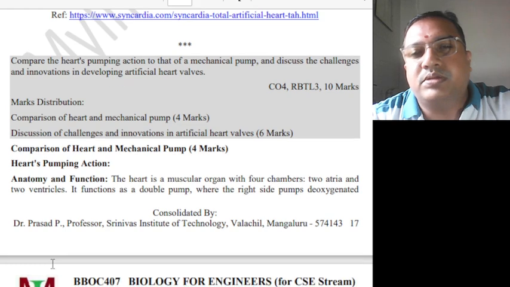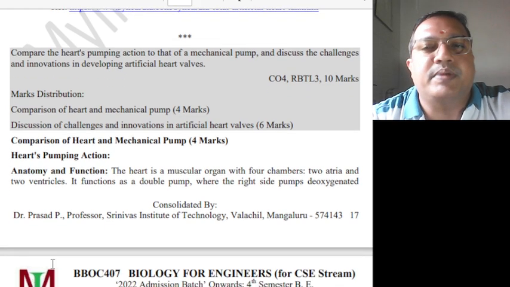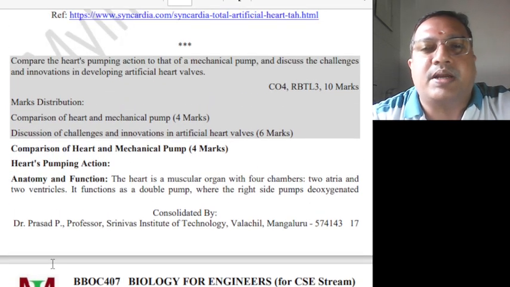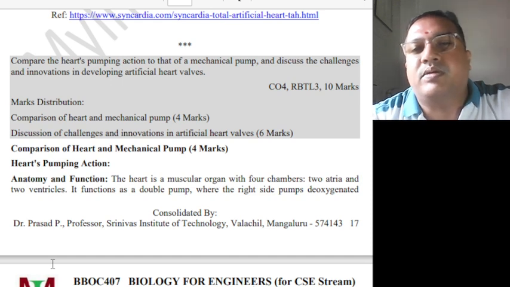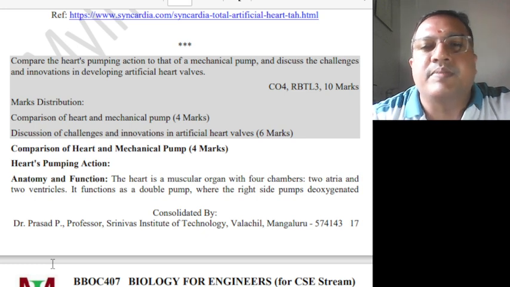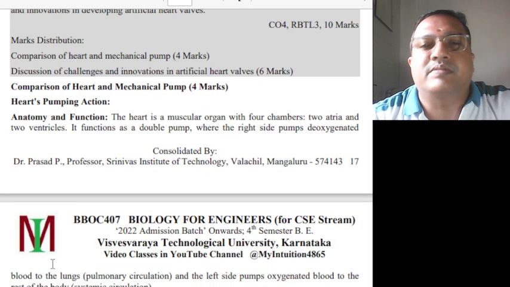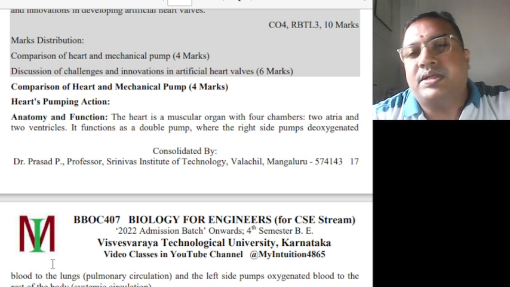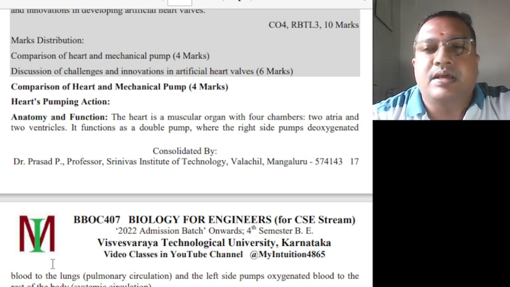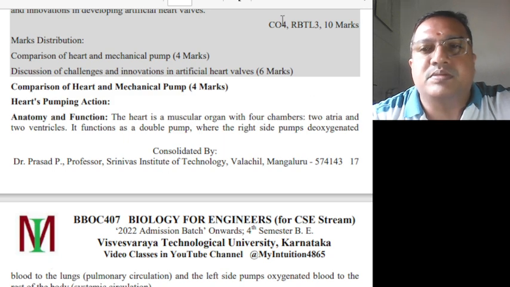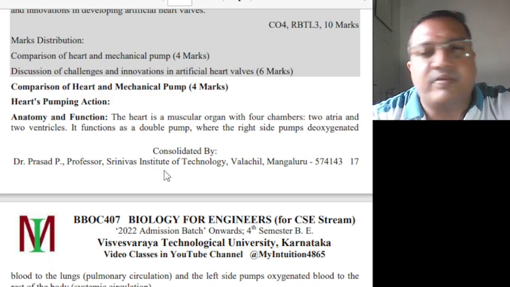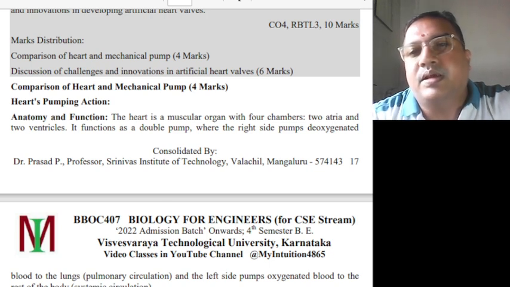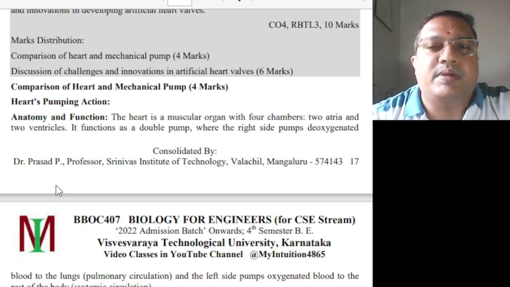Moving to another question connecting to the heart pumping mechanism. This may compare the heart's pumping action to that of a mechanical pump and discuss the challenges and innovations in developing artificial heart valves. Again, comparison of the heart and a mechanical pump is 4 marks. Challenges and innovation in artificial heart valves, that is 6 marks. This is C of 4. Suppose outcome 4, it can be connected. Level of question is 3 and 10 marks.